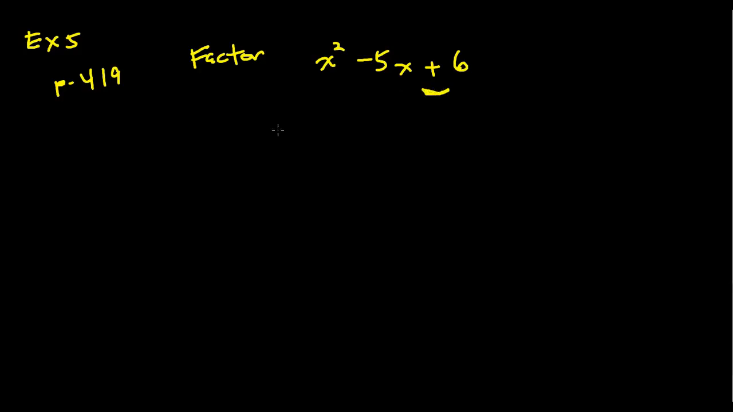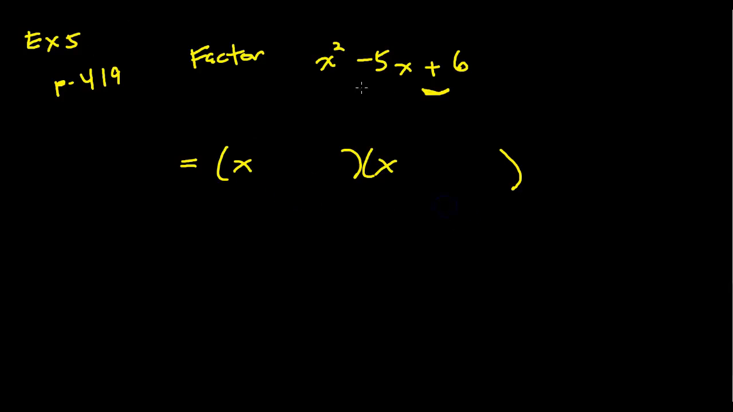Let's look at example 5. This is on page 419. Again, we are asked to factor a trinomial with a lead coefficient of 1, namely x squared minus 5x plus 6. All right, notice something here. This term is positive. That means when I factor, the signs in between here will have to be the same, either negative, negative, or positive, positive, right?